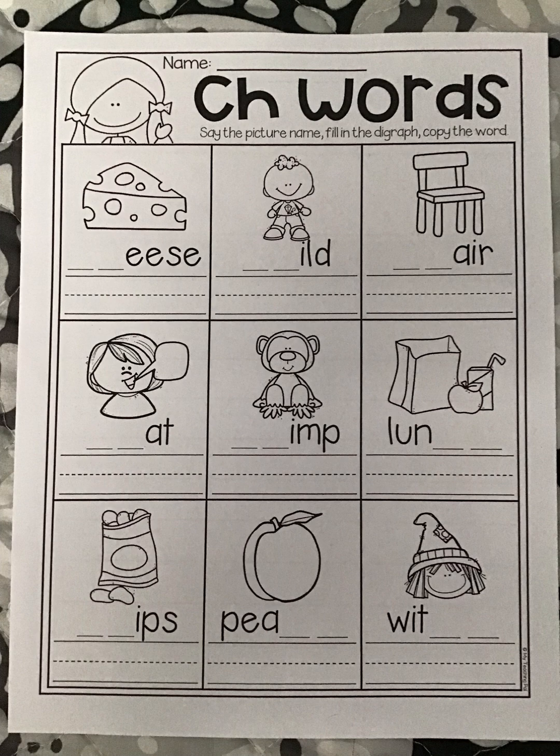All right, my friends, on this side of the paper, we are working with the digraph CH. CH says ch. Our first word is a picture of cheese. Please write the digraph in the blanks. Cheese. Write cheese on the line.